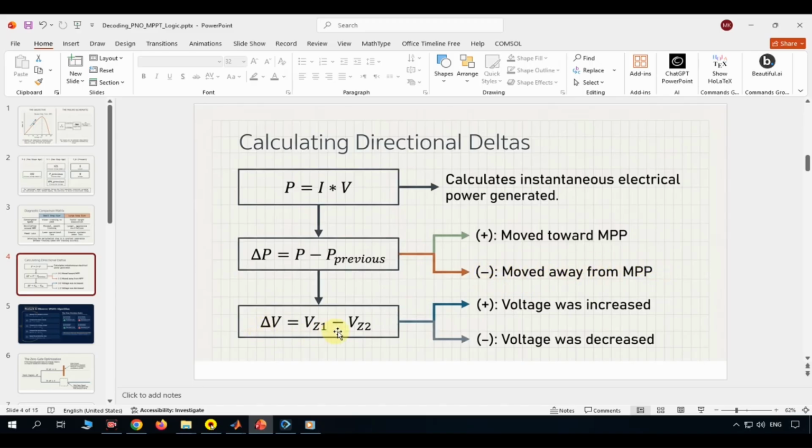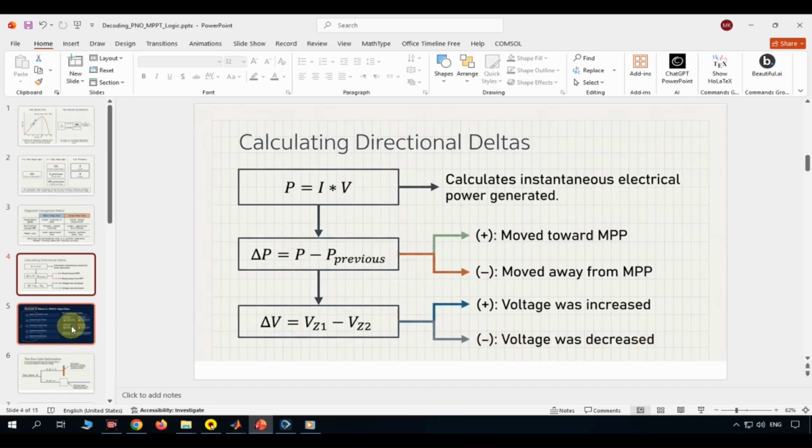Next, the voltage change is calculated as the voltage 1 step ago minus the voltage 2 steps ago. This quantity indicates the direction of the previous voltage perturbation. A positive value means the voltage was increased. A negative value means the voltage was decreased.